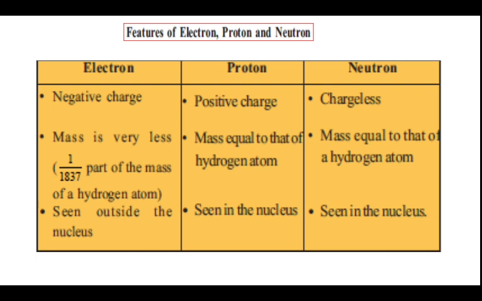A proton has a positive charge, a mass equal to that of a hydrogen atom, and it is seen in the nucleus. Whereas a neutron is chargeless, has a mass equal to that of a hydrogen atom, and is seen in the nucleus.